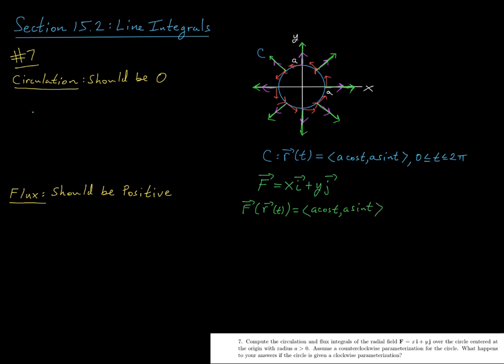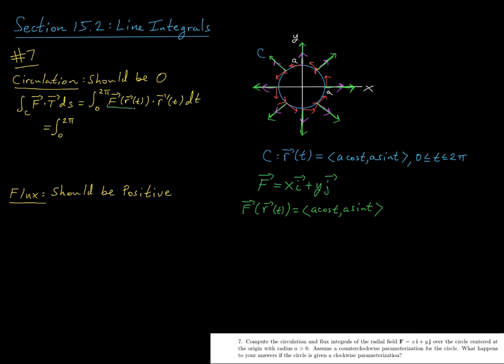Okay, so now for the circulation, I want to compute this line integral of our vector field along the curve C. To do that, we're going to integrate from 0 to 2 pi F of r of t dotted with r prime, and then integrate that expression with respect to t. So let's go ahead and punch each one of these in.